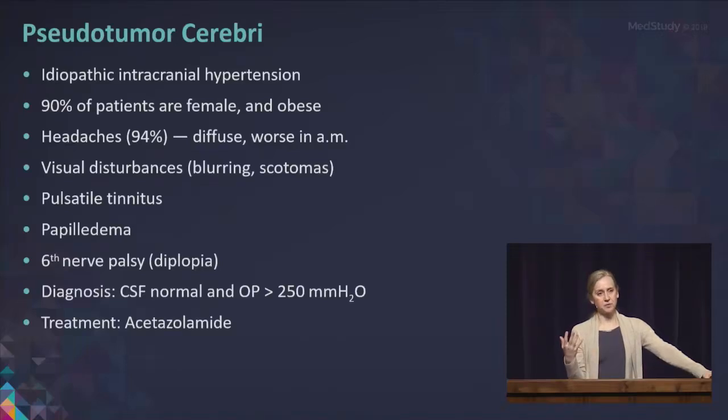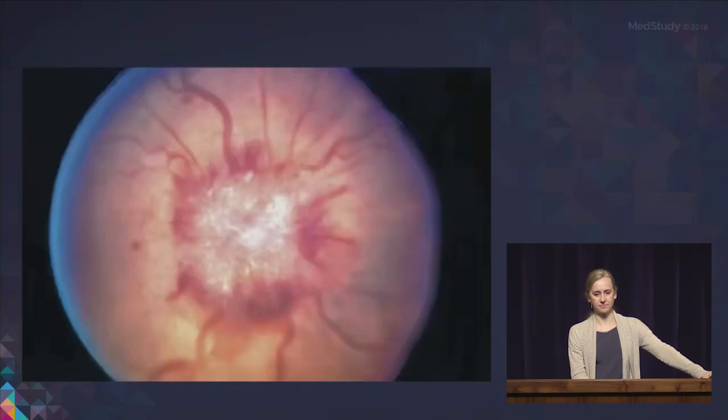So the way to diagnose it is with a lumbar puncture. You'll find that the CSF is normal, but that the opening pressure is enormously elevated, over 250 millimeters of water, and you can treat it with acetazolamide. So there's papilledema, so you can see what it looks like. There's even some hemorrhage. There's blurring of the optic disc. It's quite striking.